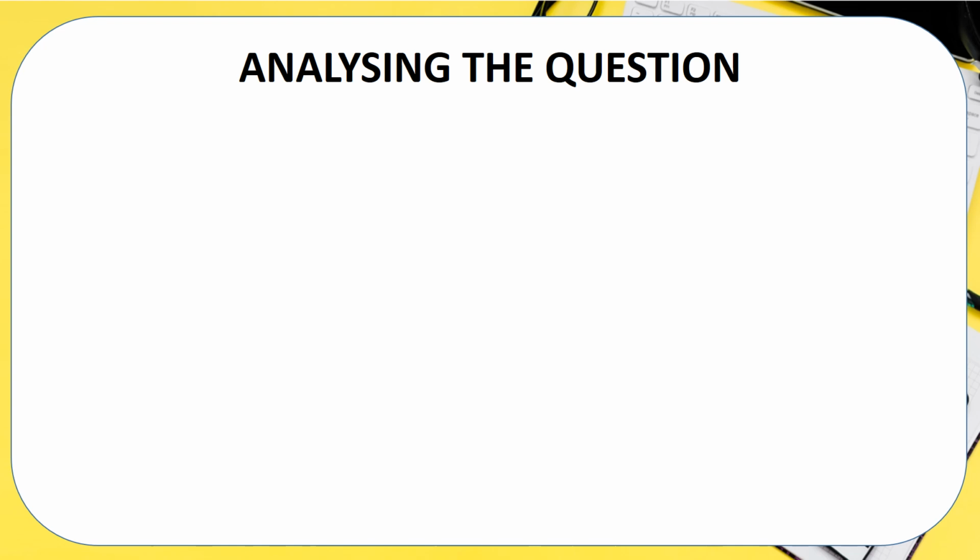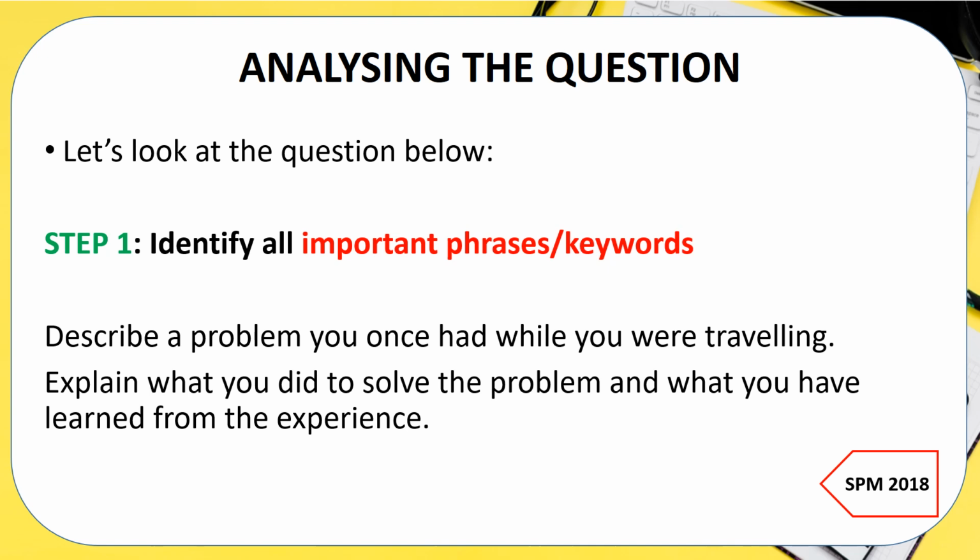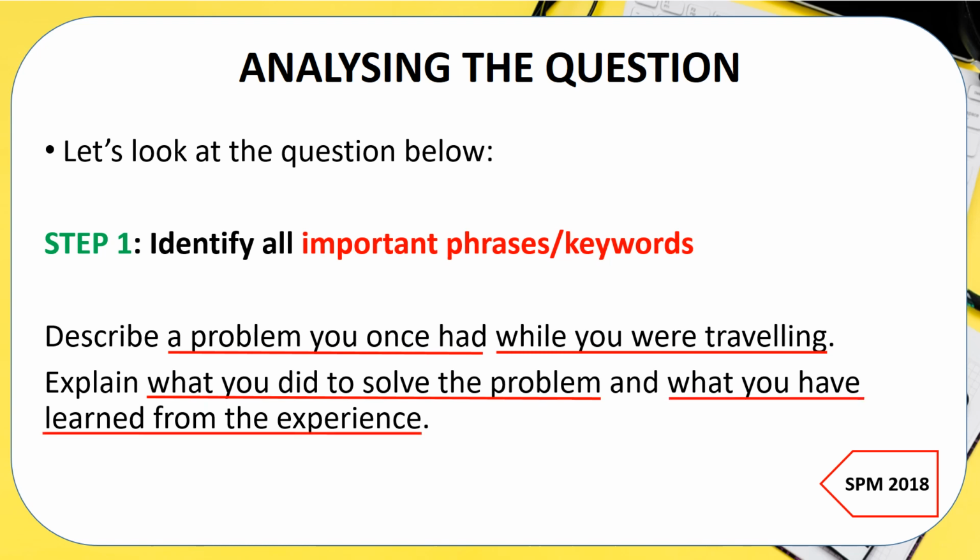Let's look at the question below. Describe a problem you once had while you were traveling. Explain what you did to solve the problem and what you have learned from the experience. This is from SPM 2018. So let's start with step 1, which is to identify all important phrases or keywords. The best way to do this is to first identify the important phrases. So here we have a problem you once had, while you were traveling, that is the second important phrase, and then what you did to solve the problem, and finally what you have learned from the experience.